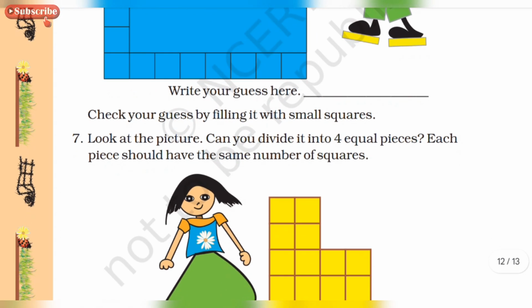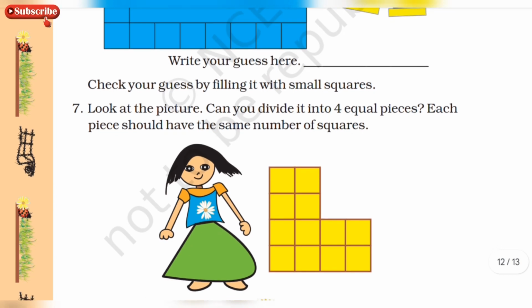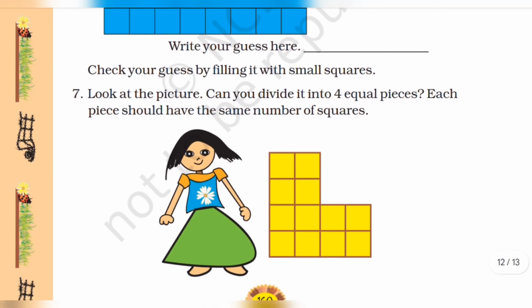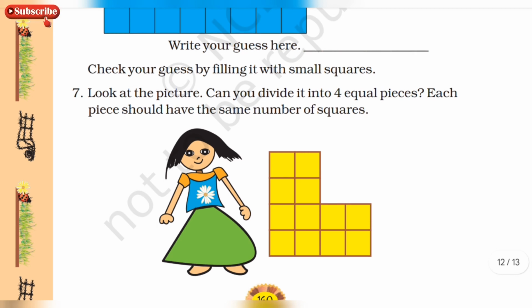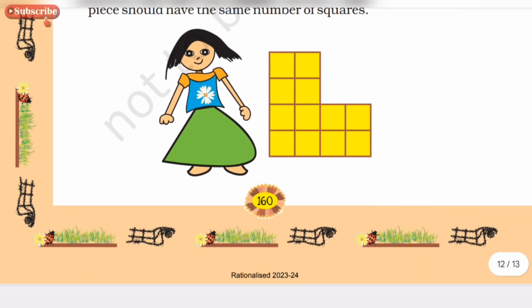Look at the pictures. Can you divide it into 4 equal pieces? Each piece should have the same number of squares.